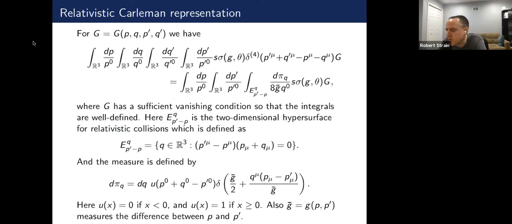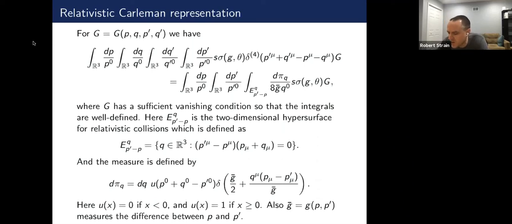Then this can be reduced to an integral over dp over p0, dp prime over p prime 0, and then you have this other integral over a hypersurface. We assume g has sufficient vanishing conditions so that the integrals are well defined. Here E is a two-dimensional hypersurface, which is defined like this. This is a Lorentzian product here. And so this is a function of q, and it maps over q when this quantity is 0.